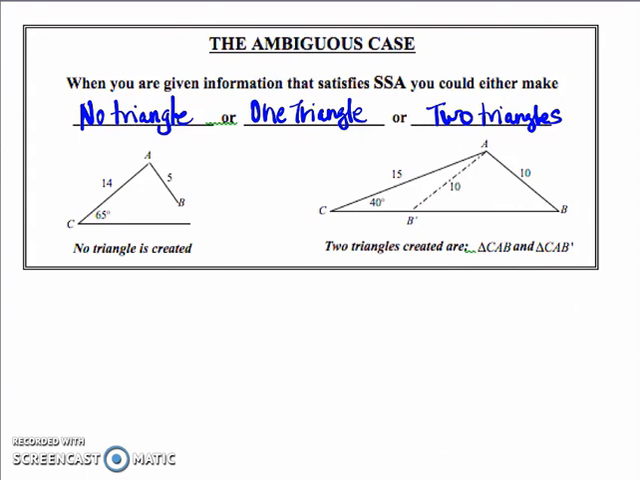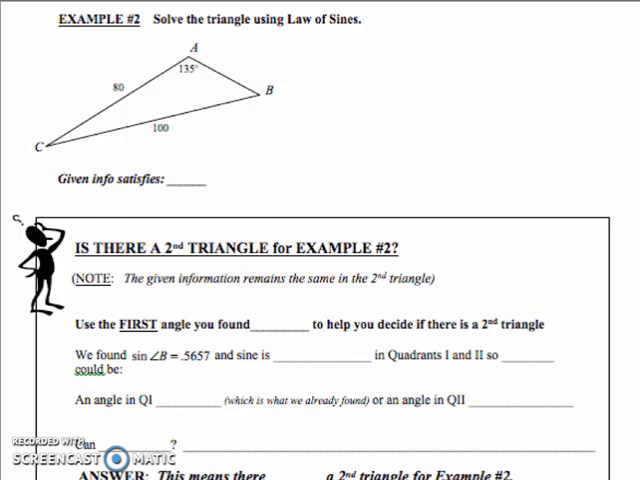Okay, so with our given information, we could have any of these three options, and we just have to dig into the problem and do the math and figure it out. So for the next example, we have a triangle. As you can see, we have given information for us. We have two sides and we have one angle. So this given information satisfies the side-side-angle scenario.